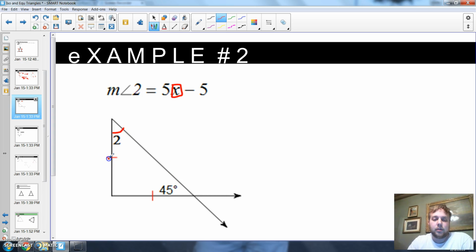This is congruent to this. So since this right here shoots there, this shoots there, this must be 45 degrees. They're congruent angles. So I know angle 2 is actually 45.